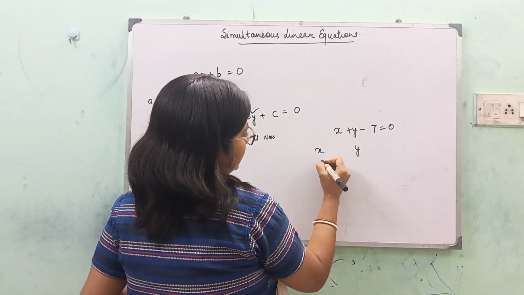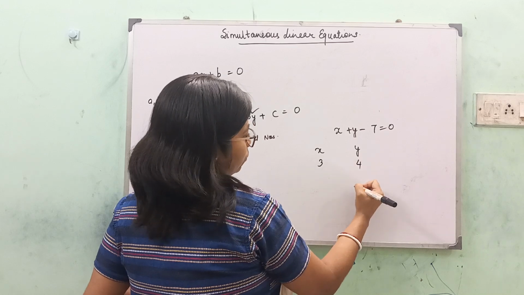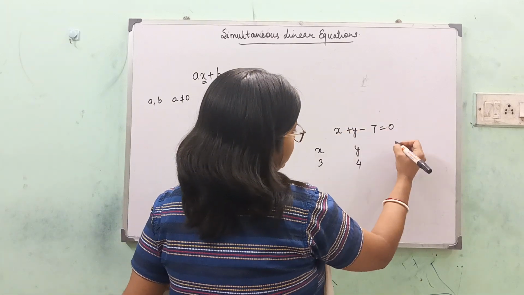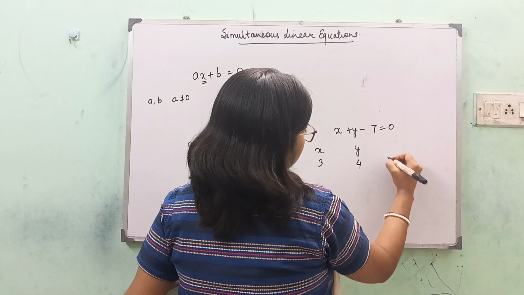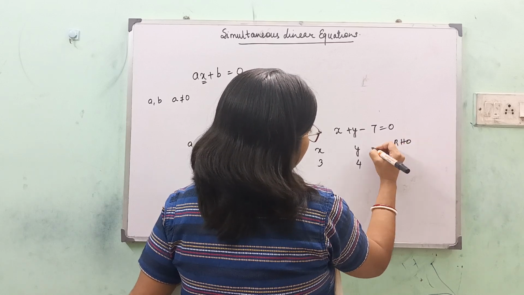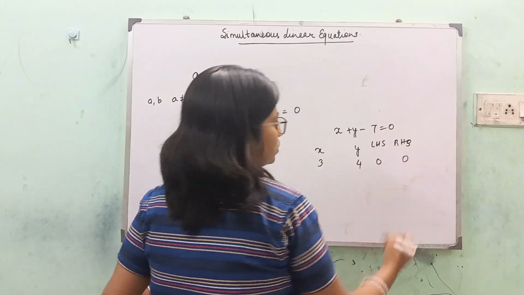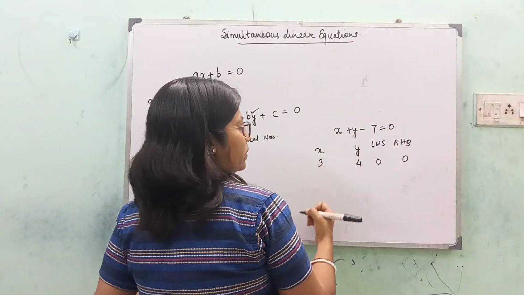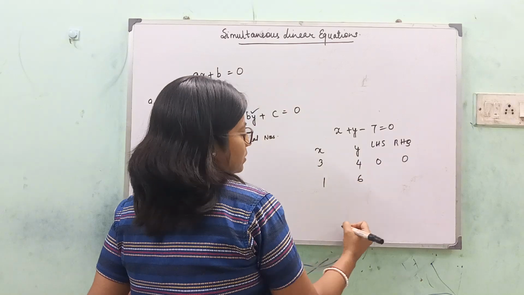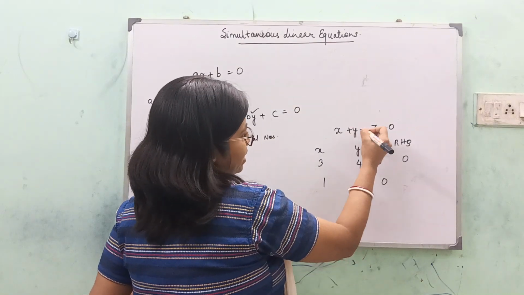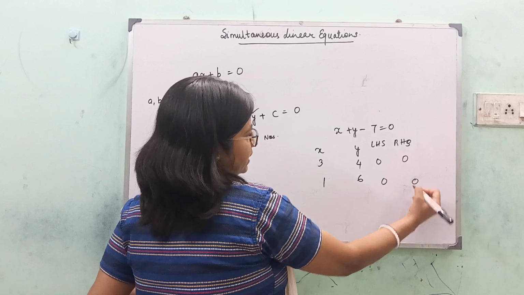Suppose I take x as 3, y as 4. So 3 plus 4 is 7, 7 minus 7 is 0. So the RHS becomes 0, the LHS is also 0. So 3 and 4 is one solution. 1 and 6: here also 1 plus 6 is 7, 7 minus 7 is 0, so left hand side and right hand side are both 0.